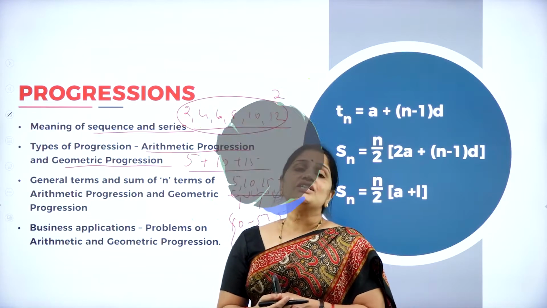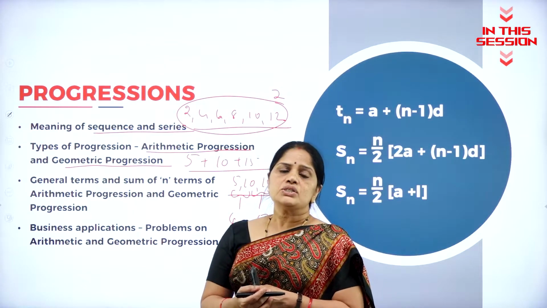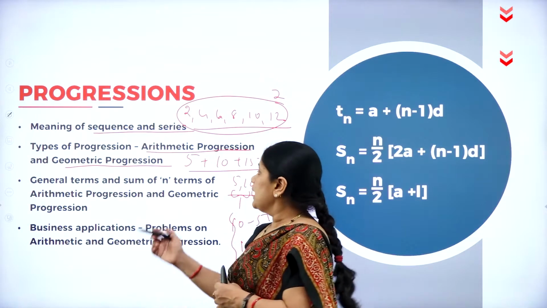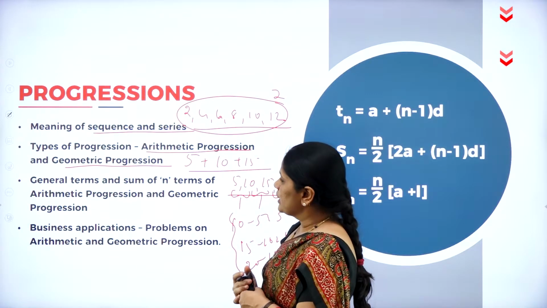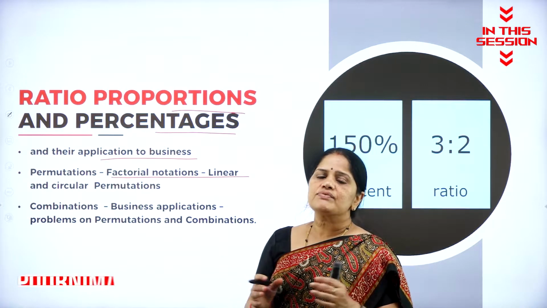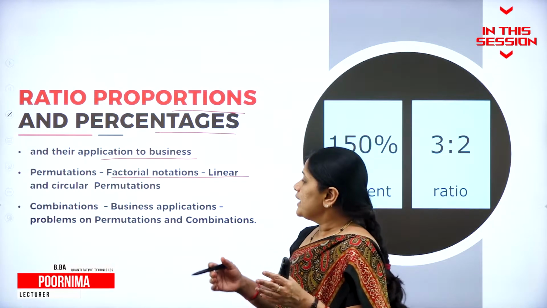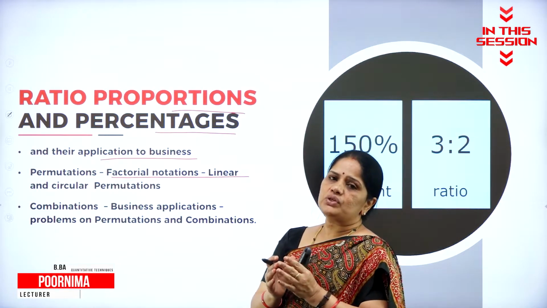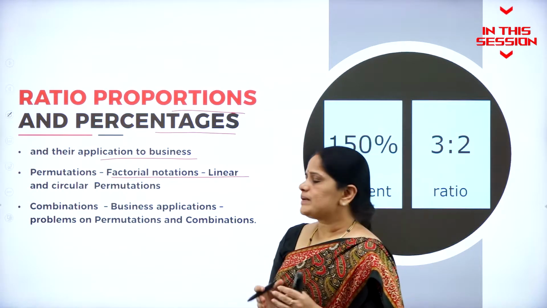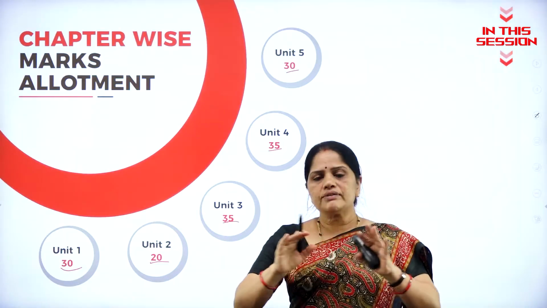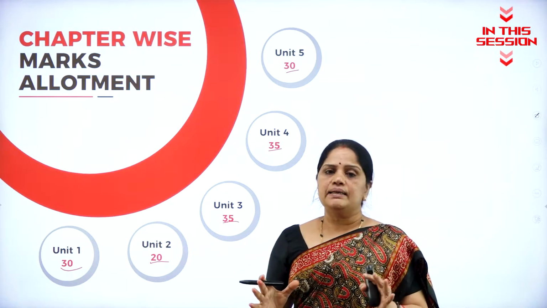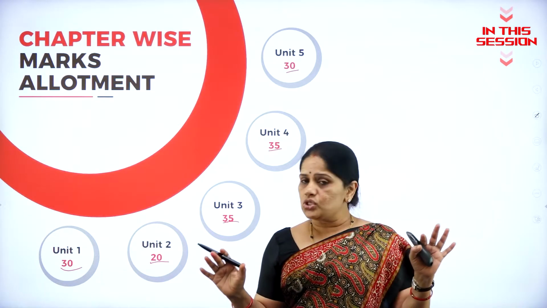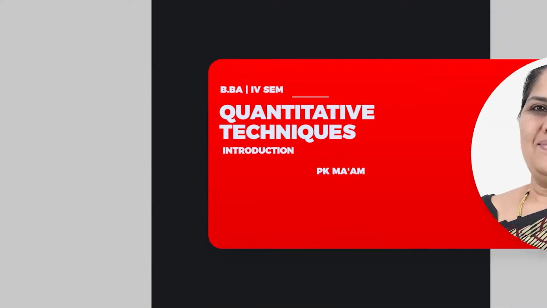What do we mean by geometric progressions? All those numbers which have a common ratio are called geometric progressions. The arrangement of things we call permutations. Combinations is the selection of things. So when you have to select something, that becomes a combination. All the 5 units are equally important, so please see that you are thorough with almost all the 5 chapters.